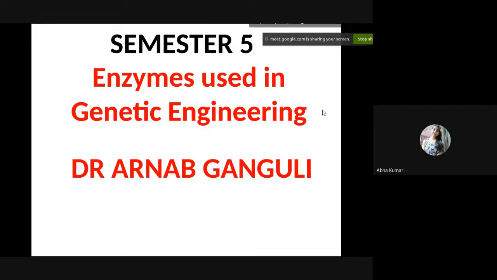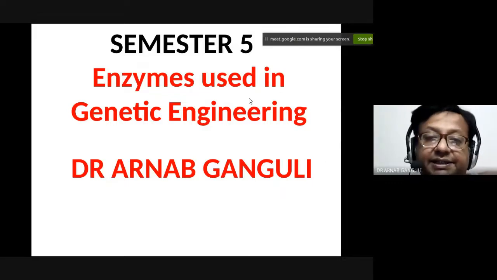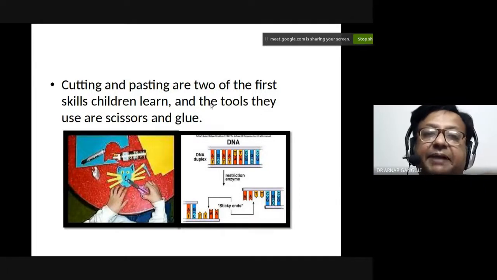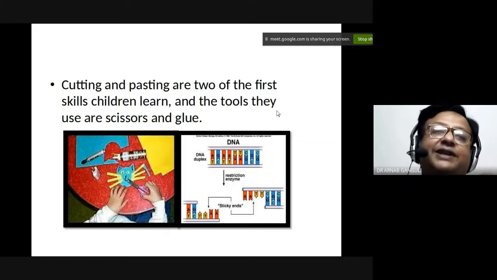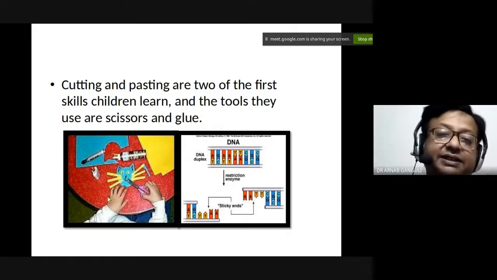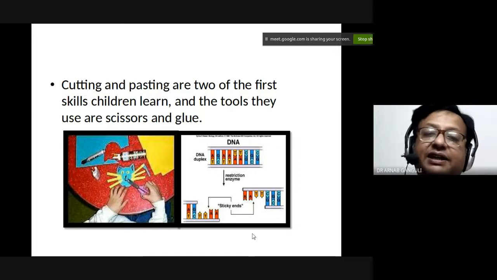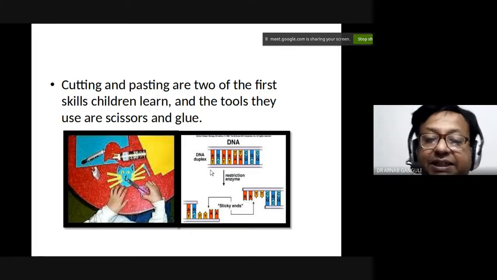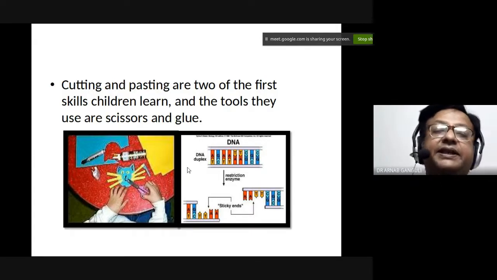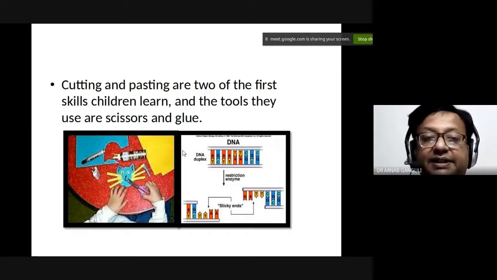So the part is the enzymes used in genetic engineering. Basically, what you do is cutting and pasting. That is the first two things which children learn, and the tools which you use are scissors and glue. You cut and then you paste. So you cut DNA with a restriction enzyme, you have sticky ends, and then you paste it in some other place. This is what you do.